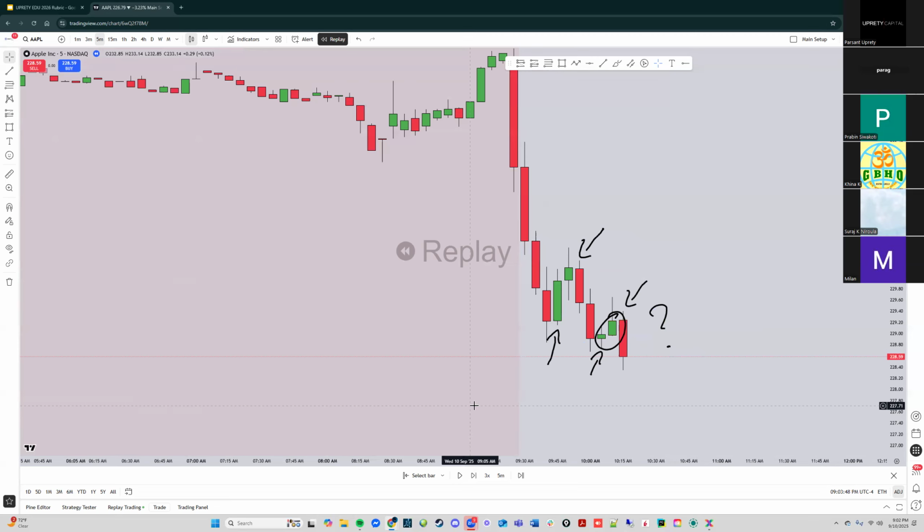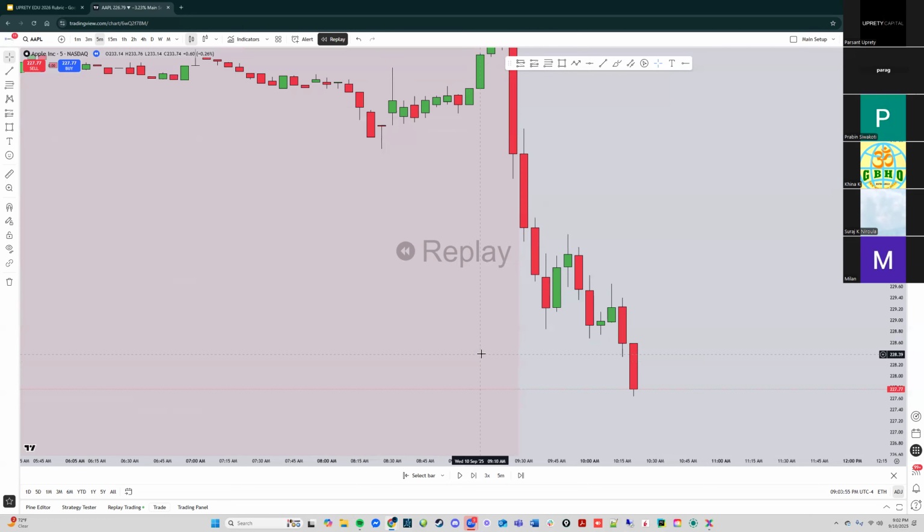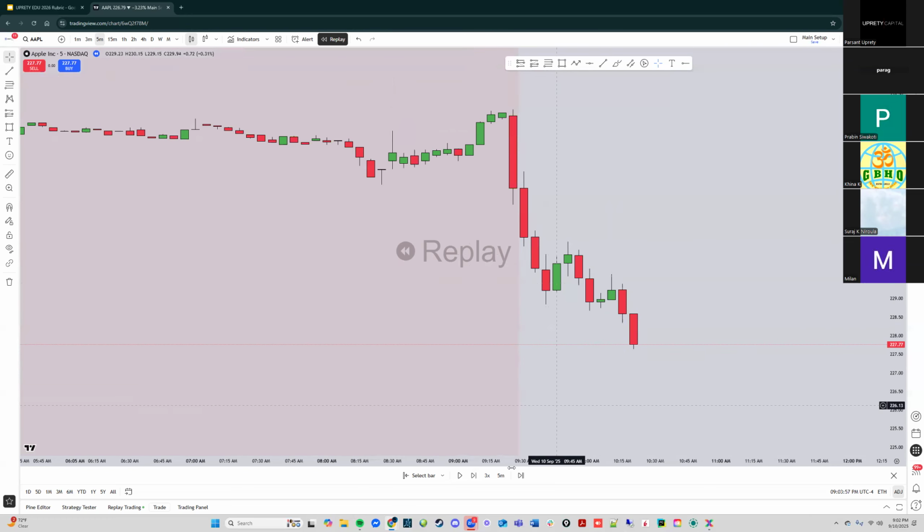Well, to me, this looks like people are starting to get scared now. This looks like nobody wants to be in longs. And then we end up dropping. And that was the setup that we ended up kind of catching today.